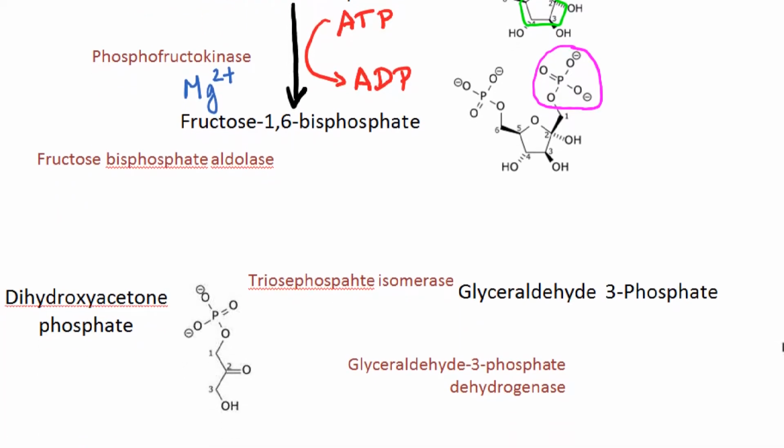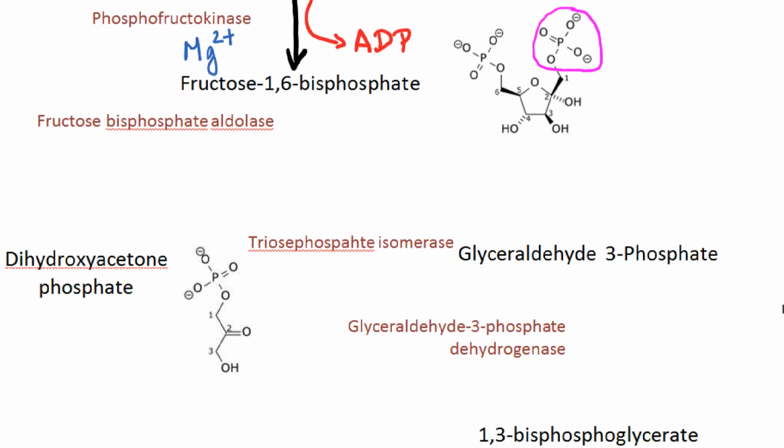The next reaction is going from fructose 1,6-bisphosphate to 2 different products. The first one is dihydroxyacetone phosphate, and the second product is glyceraldehyde 3-phosphate. It is a reversible reaction which is carried out by fructose bisphosphate aldolase.